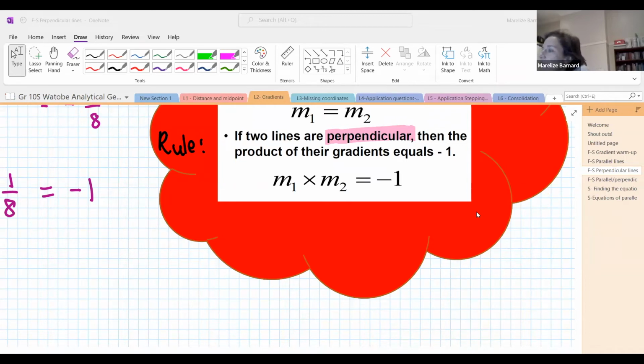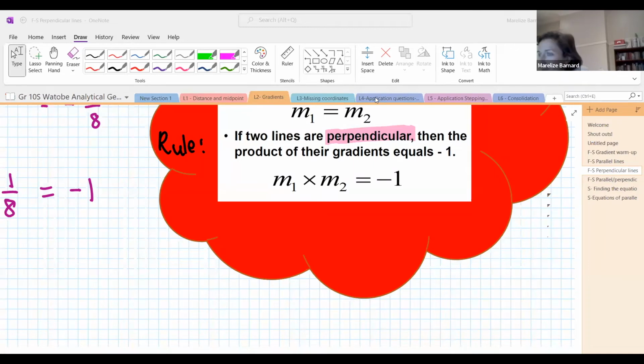My question was about the gradients of lines that are perpendicular. What do we know about them? This is what we should know. We should know that the product of their gradients equals -1. That's it, Simamkele. When you multiply them, they must be equal to -1, not 1. Okay.